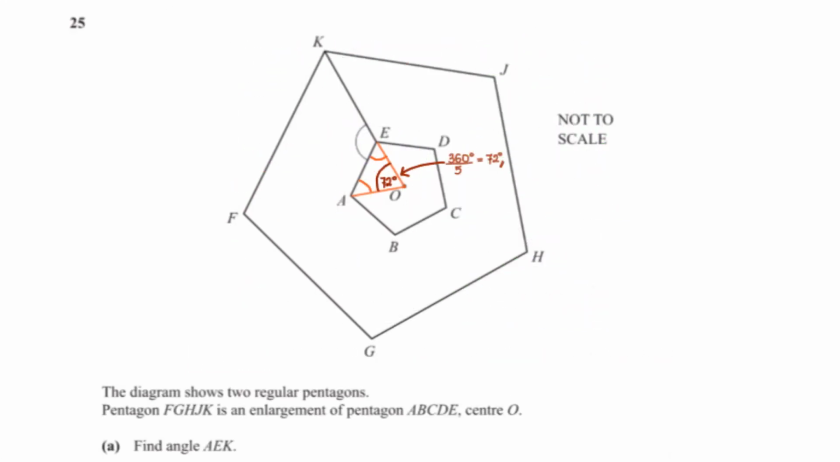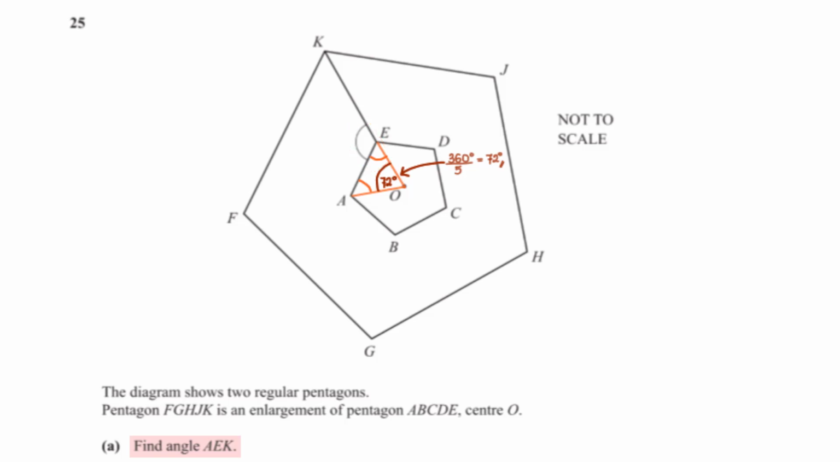The diagram shows two regular pentagons. Pentagon FGHJK is an enlargement of pentagon ABCDE, center O. Find angle AEK. From the diagram, we see that angle AEK is 180 degrees minus angle AEO. So now we need to find angle AEO.